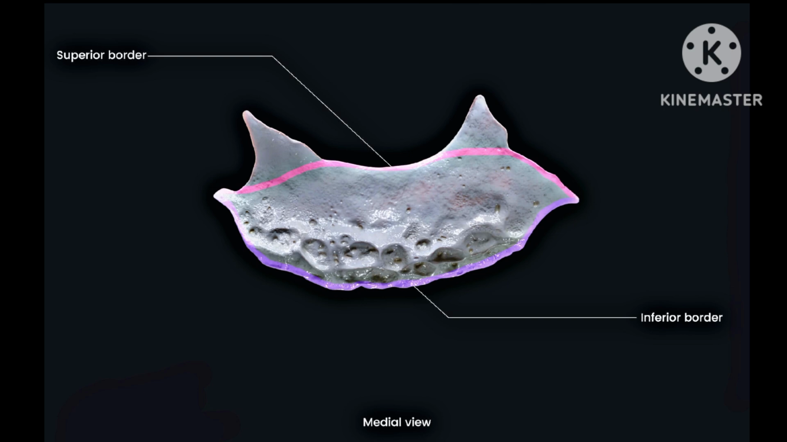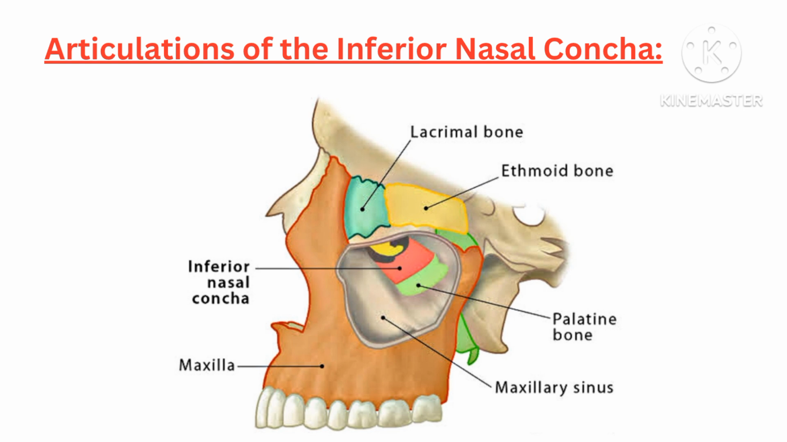The inferior border of the inferior nasal concha, on the other hand, is free, thick and spongy. Both the anterior and posterior extremities of the inferior nasal concha are narrowed ends of the bone, the posterior being narrower than the anterior. The inferior nasal concha articulates with 4 bones.